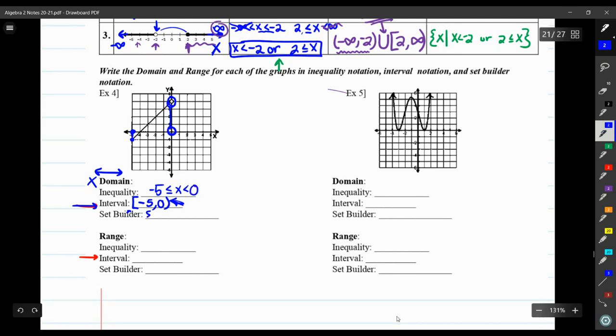And then finally, the set builder is just going to be the fancier version of the inequality. So we're going to have the brace, the x value such that -5 less than or equal to x less than 0.